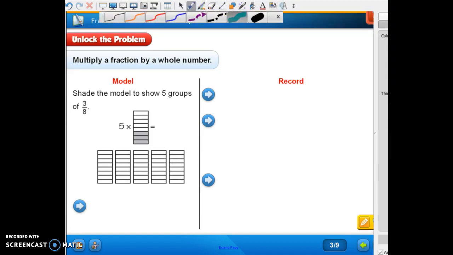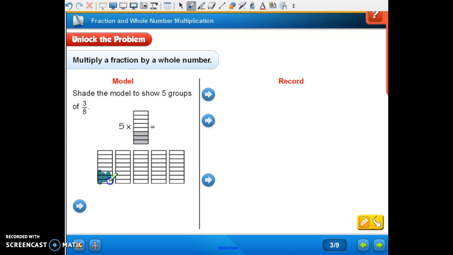So we're going to shade 3/8 of each of these models. I love that. I have 5 groups of 3/8. Write an expression to represent 5 groups of 3/8.